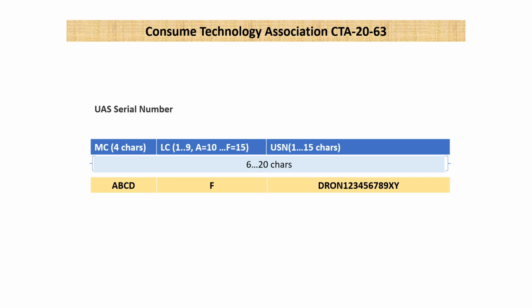So here is an example of a serial number. The manufacturing code is ABCD, and the serial number itself is 1, 2, 3, 4, 5, 6, 7, 8, 9, XY. And this serial number contains 15 characters, which is described as letter F.